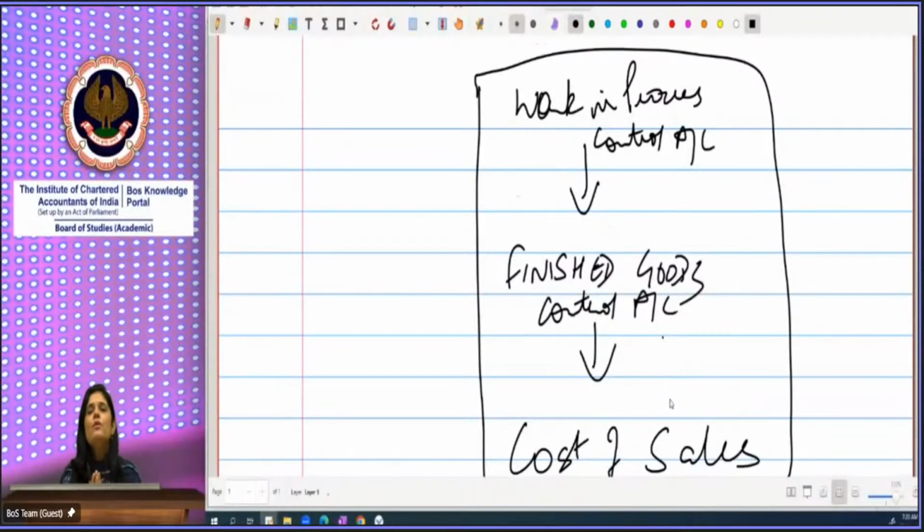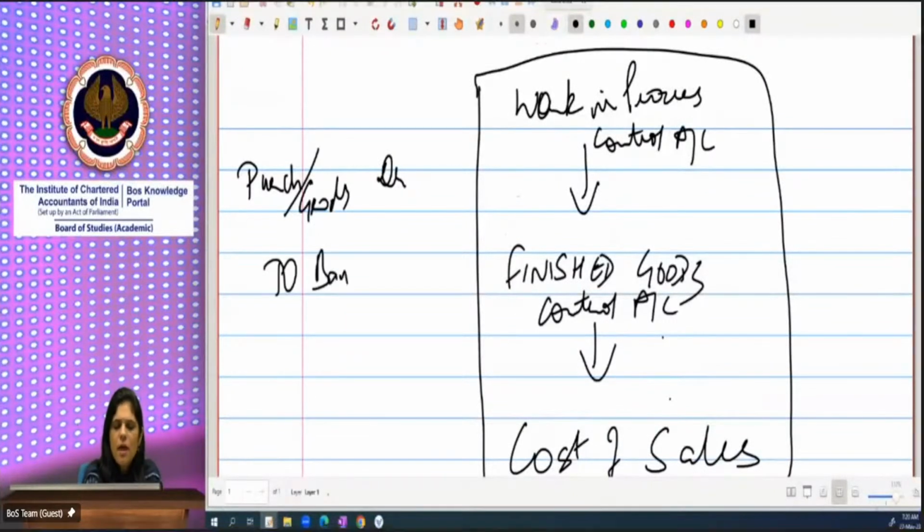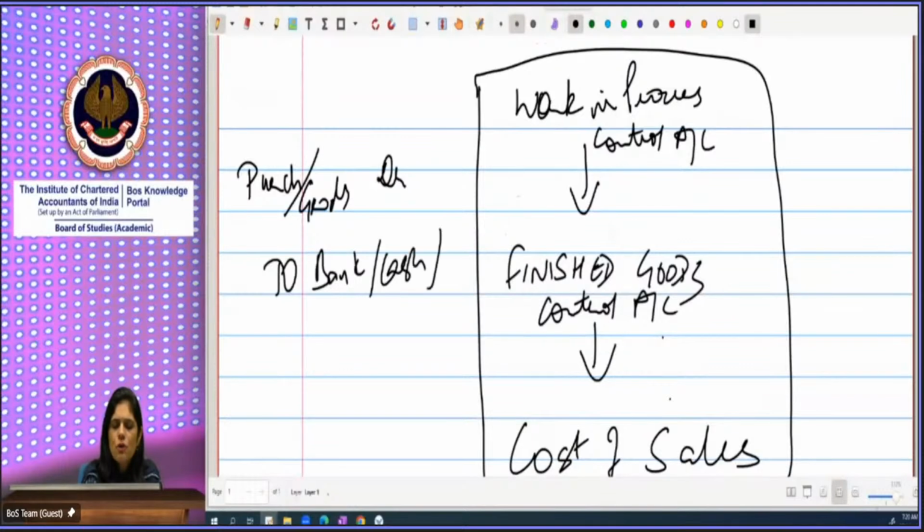So students, what you need to understand is whatever entry we pass, for example, an entry for purchase of material. What entry do we pass under financial accounting if we are purchasing material? We used to pass an entry like purchases account debit or goods account debit, whatever you used to write, to bank or cash or creditors. This we used to do in financial accounting. This is a journal entry we used to pass.